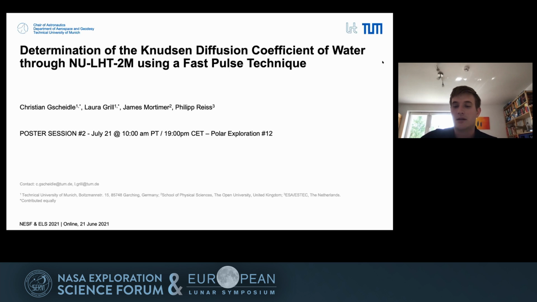Our results are in good agreement with theory and literature, and they provide a basis for modeling volatile migration through regolith, for example, to investigate the volatile loss during sample transfer, in our case for the PROSPECT study.